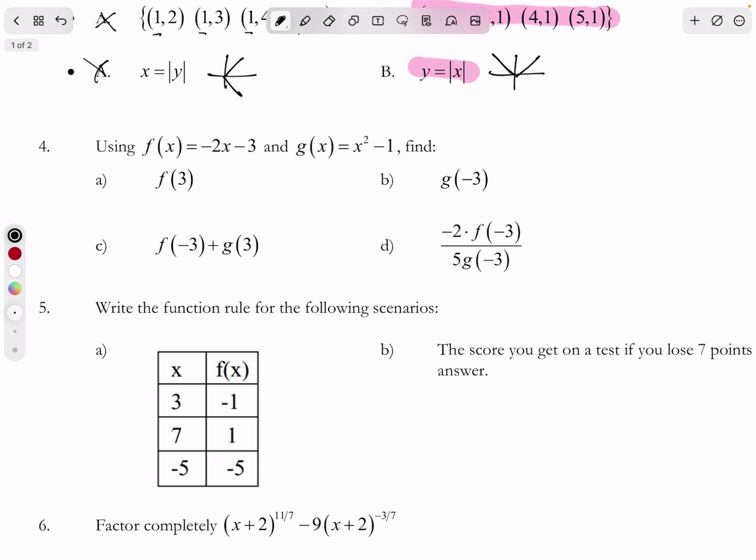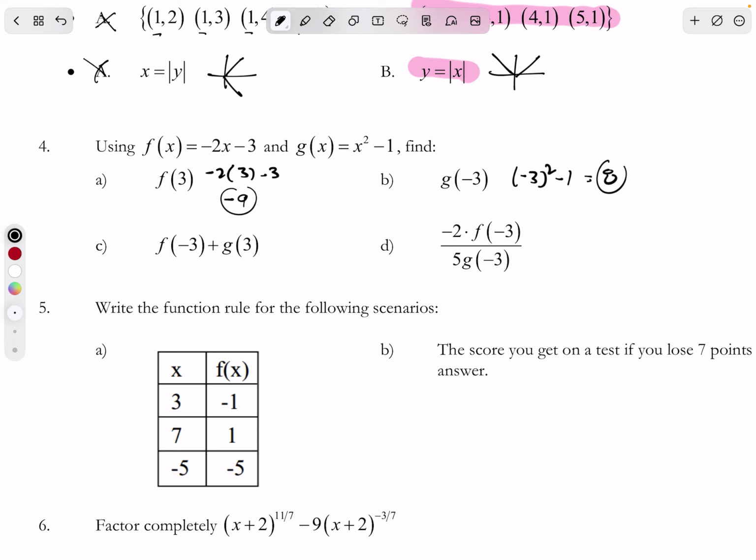All right, number 4. Using these function rules, f of x is negative 2x minus 3, g of x is x squared minus 1. Let's find all this stuff. We're just plugging in values and seeing what we get. Letter A, f of 3, negative 2 times 3 minus 3. My math says that's negative 9. Letter B, g of negative 3. We're going to square the negative 3 and then subtract 1. You all know when you square a negative, you get a positive. 9 minus 1 is 8.